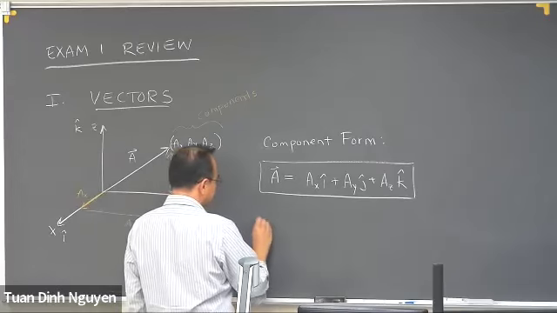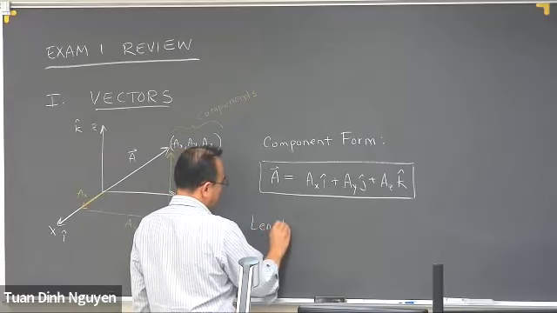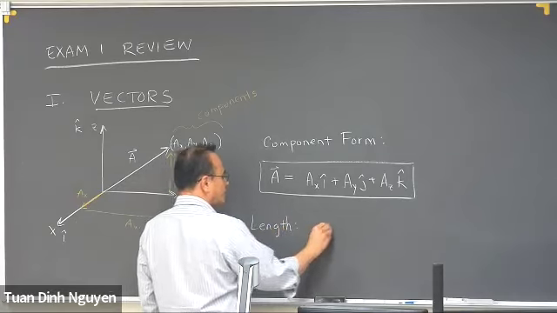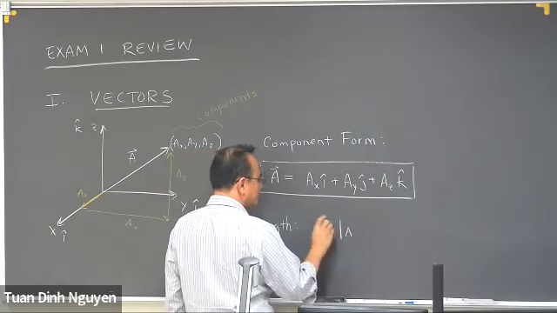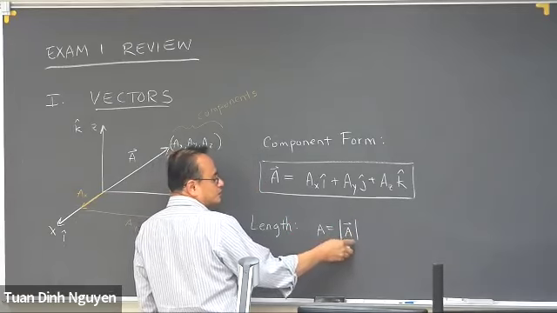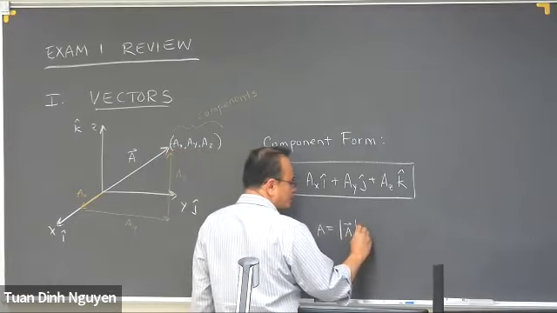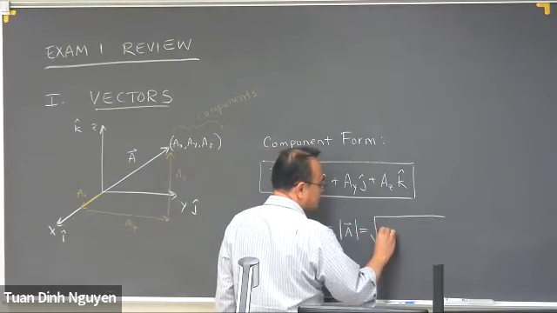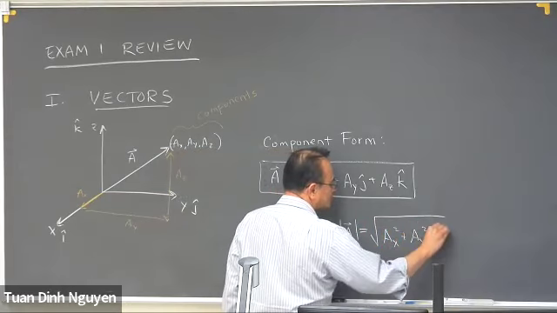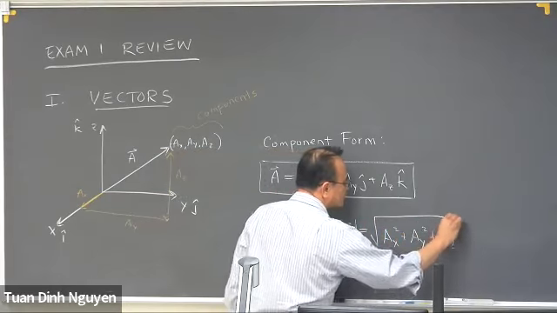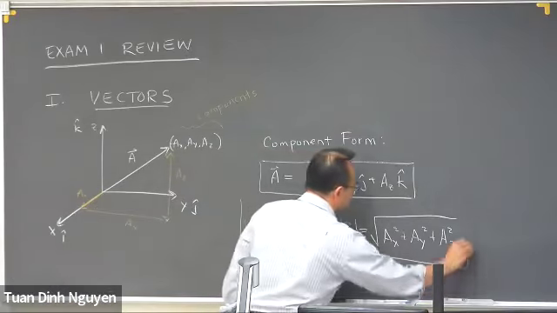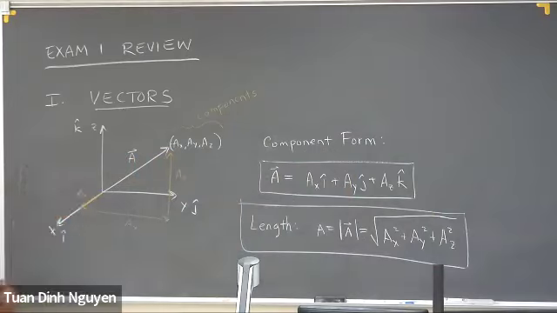The length of the vector is written without the vector symbol, or you write it with the vector symbol, but this symbol, which used to mean absolute value, now means more. It means the length. So we use the Pythagorean theorem to get the full length, right?